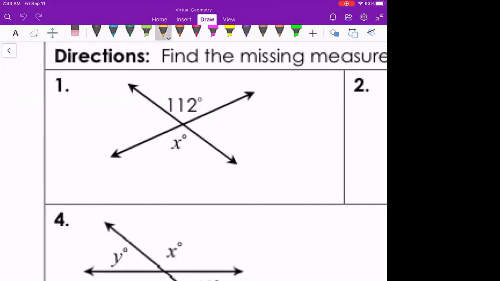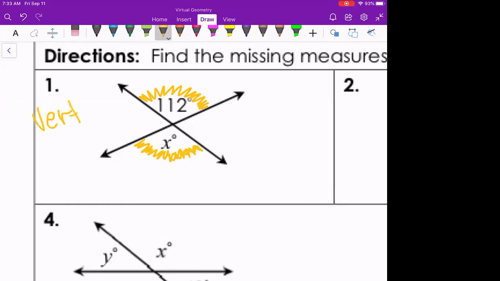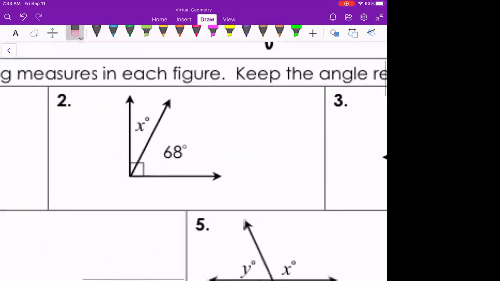So let's look at number 1. All right, so you've got 112 that is in the top space, and your missing x that we need to find is in the bottom space. So they are directly across from each other in opposite positions. So these are vertical, which means they're congruent. So then your x should also be 112. Okay, oops, sorry, moving right along. All right.